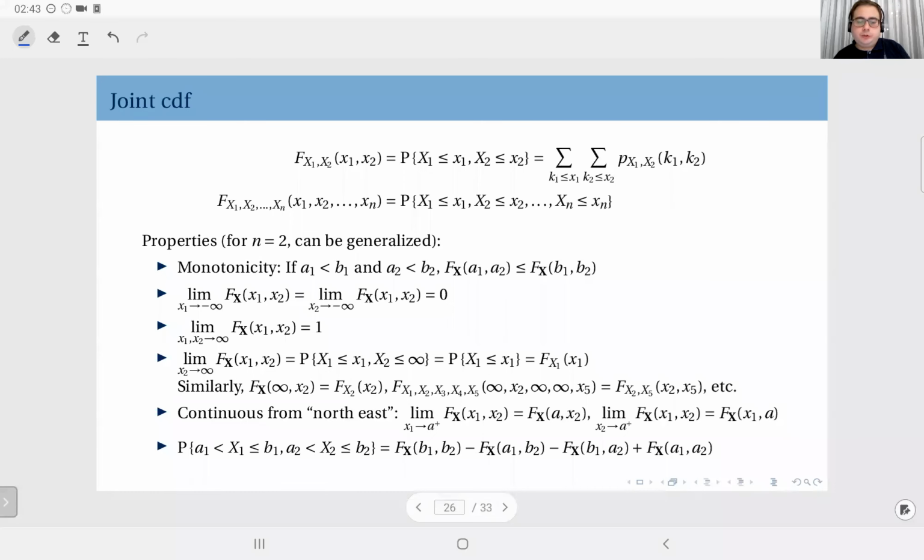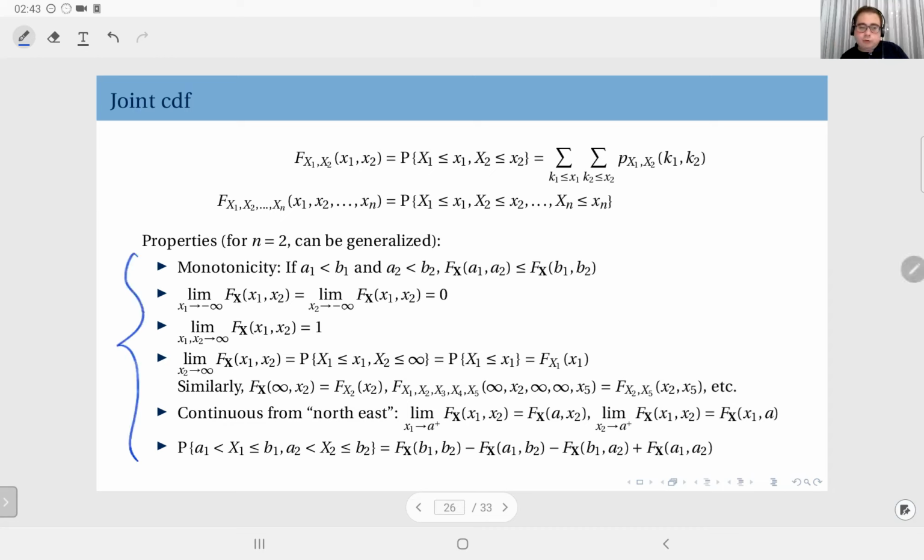Okay, so we started with joint PMFs, and then based on that, we talked about joint CDFs. And these properties we have derived for general CDFs, in fact, general joint CDFs. So what I mean by that is the properties listed here are valid for joint CDFs for discrete random vectors, but also for continuous random vectors or mixed type random vectors, or random vectors where some components are discrete and some of them are continuous or mixed type. So these properties are quite general.